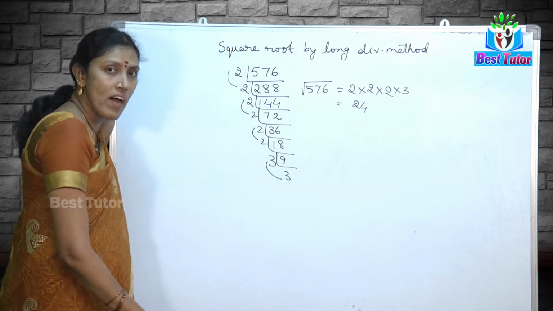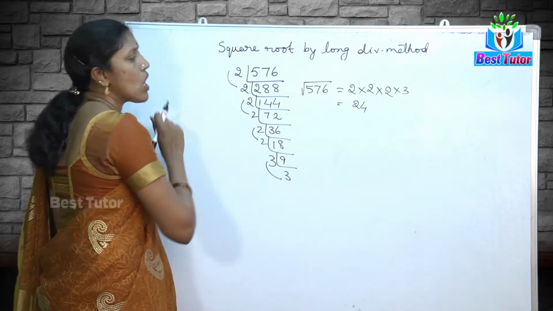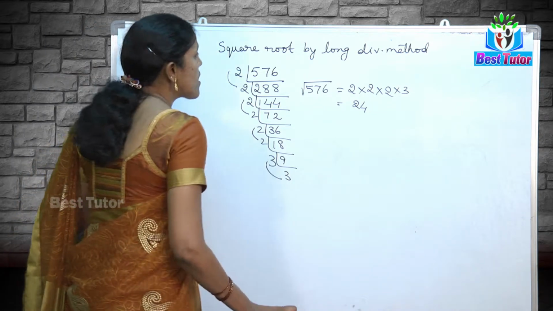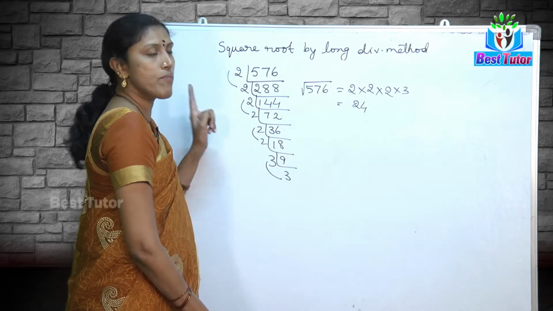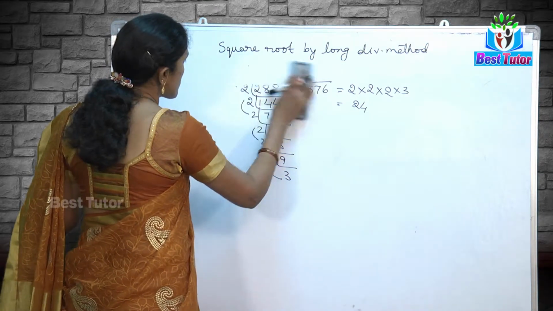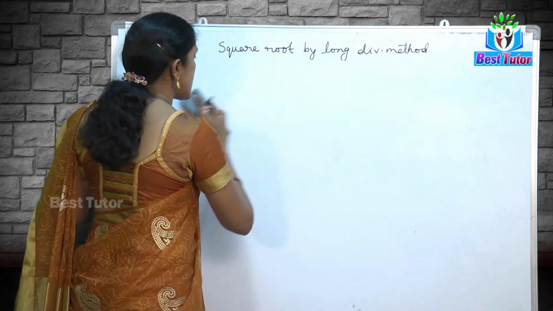So, we have got the same answer by using both the procedures, that is prime factorization method or long division method. Prime factorization method will work out to find the square root only for perfect squares, but long division method will work out for non-perfect squares also. Let us move on to the next example.